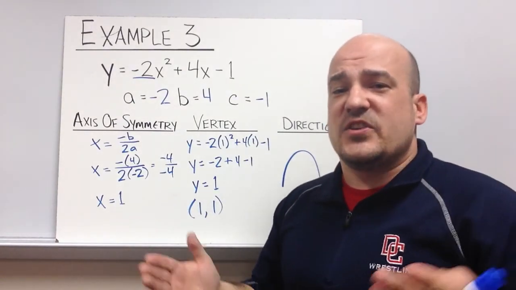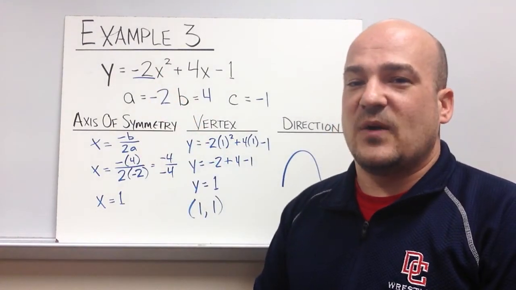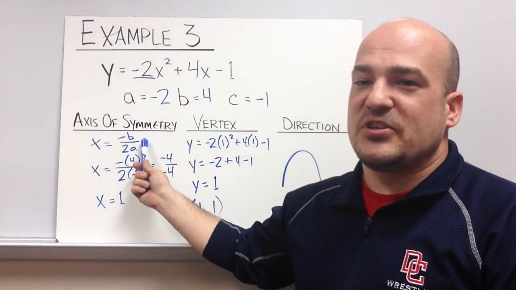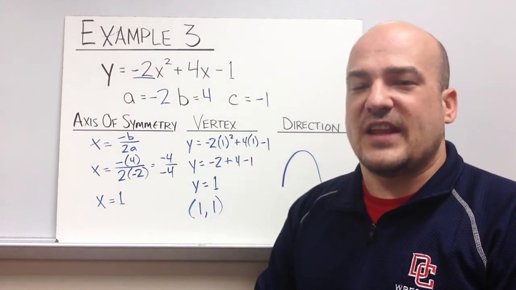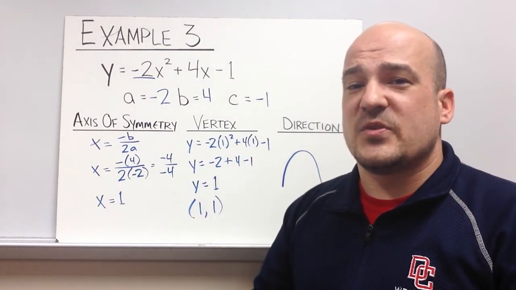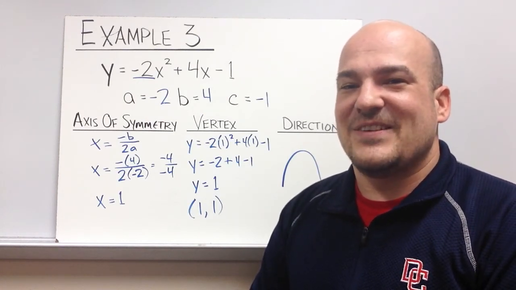So today, those are the 3 things that you need to be able to find given a quadratic equation. Can you find the axis of symmetry? Can you find the vertex? And do you know which direction that parabola is heading? If you can do those 3 things, then you're great. You're ready for what we're going to do next.